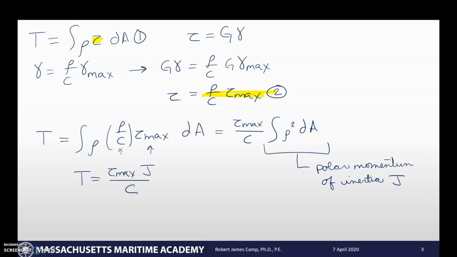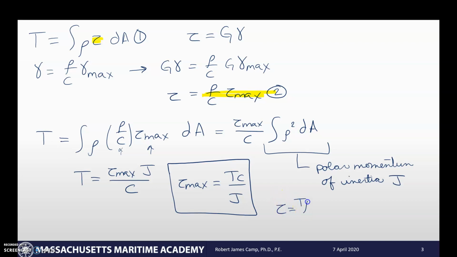Typically, we're looking for the shear stress, so we rewrite this as the maximum shear stress in a shaft is going to be Tc over J. That's our equation. If we wanted to find the shear stress at any position, all we would do is replace that c with a rho and say the shear stress at any one point is T rho over J. And this is how we'd find the maximum shear stress in a shaft by knowing the geometry and the torque.